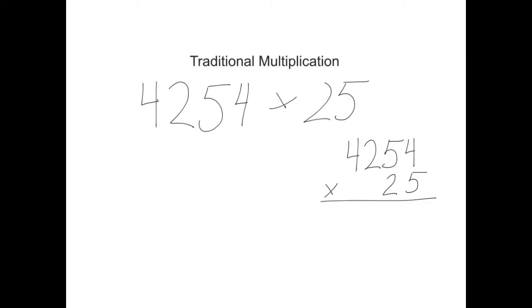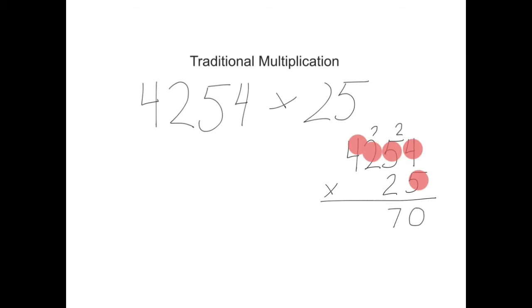So what we do is, as before, we start with our ones place in our bottom number and just multiply across. So why don't you go ahead and pause the video now and do this and come back when you're ready to see. I'm going to start solving now. 5 times 4 is 20. Carry my 2. 5 times 5 is 25. And then I need to add the 2 for 27.